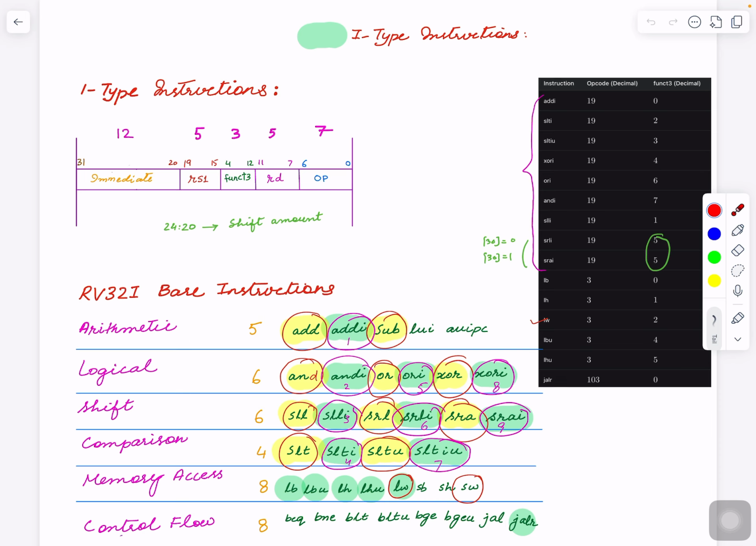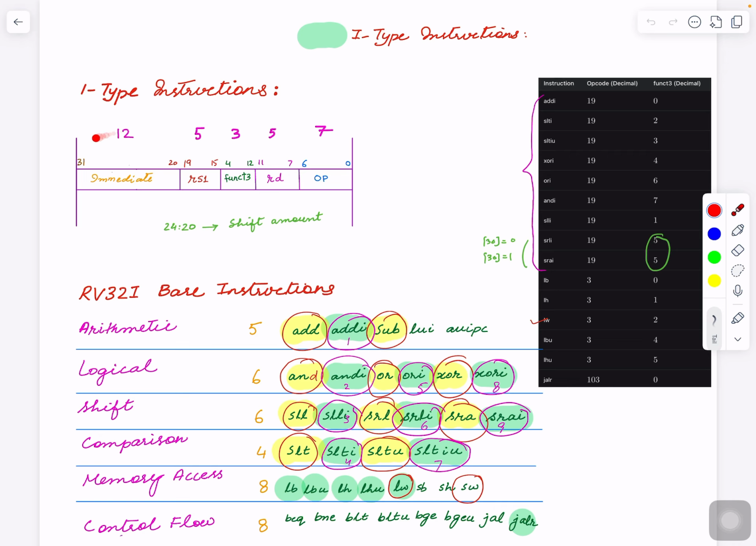The other I-type instructions, which we are going to do later, a few videos down in this playlist, are load byte unsigned, load half word unsigned, and so on, and JALR. Okay, so if you have watched the architecture series, then you should be familiar with the I-type instruction. But I'm going to do a very quick review.